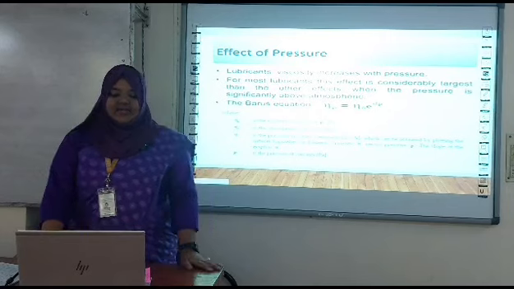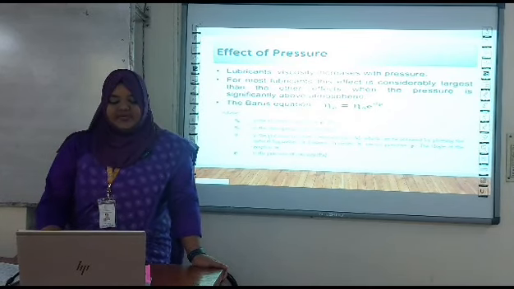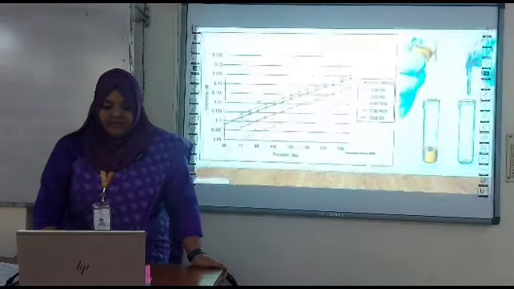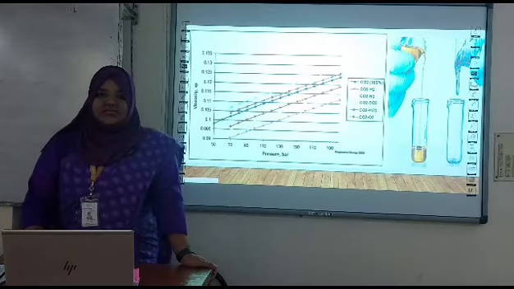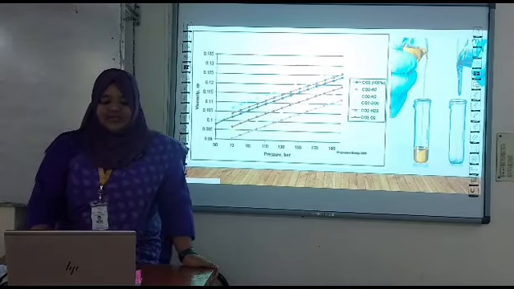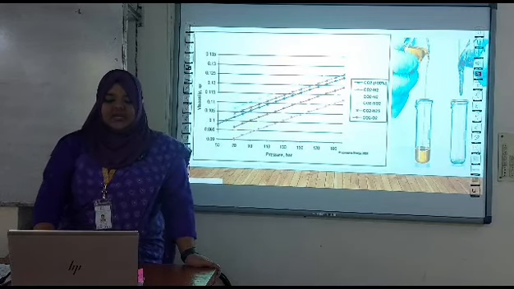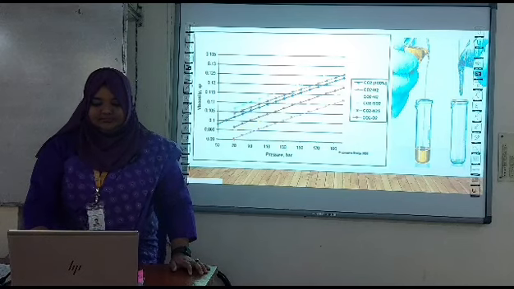And our last item is the effect of pressure. Lubricant's viscosity increases with pressure, and the viscosity versus pressure graph shows us a straight line, where we can use oxygen, hydrogen, nitrogen, carbon dioxide, sulfur dioxide, and so on.